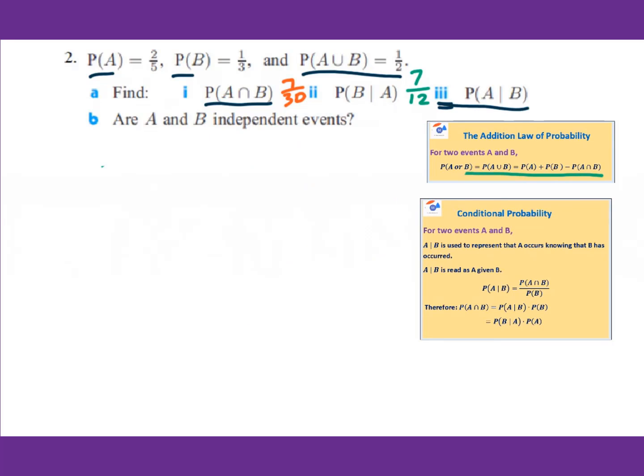For the third one, we are looking for the probability of A given B.